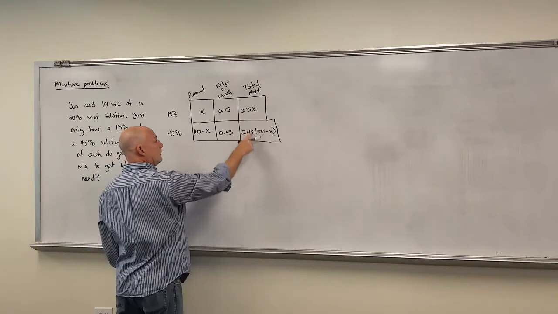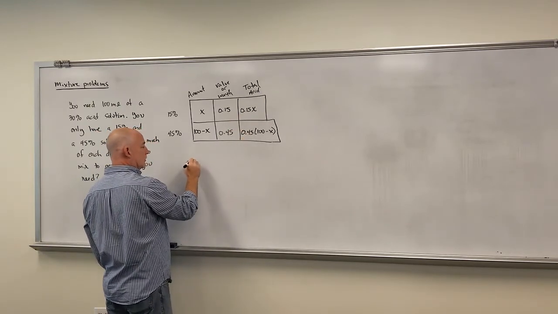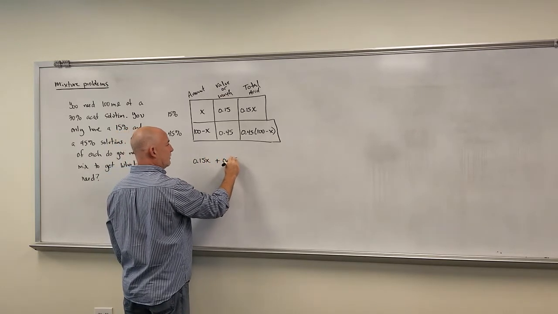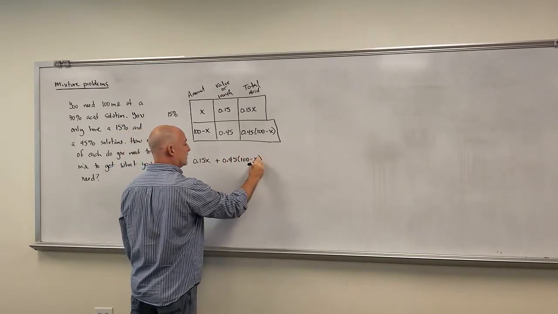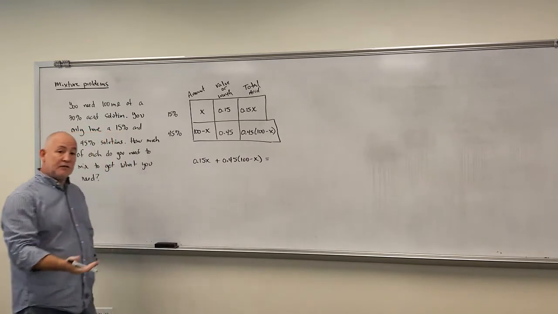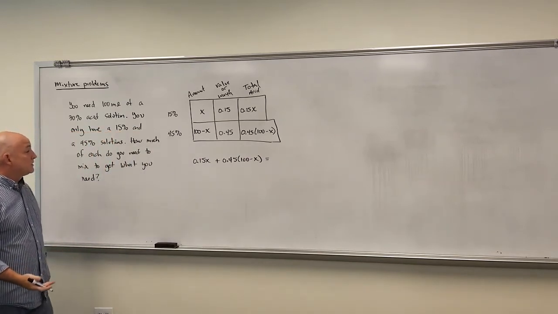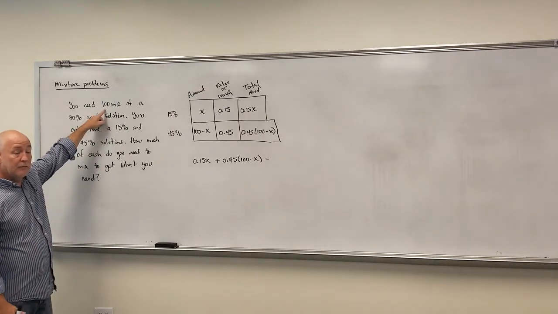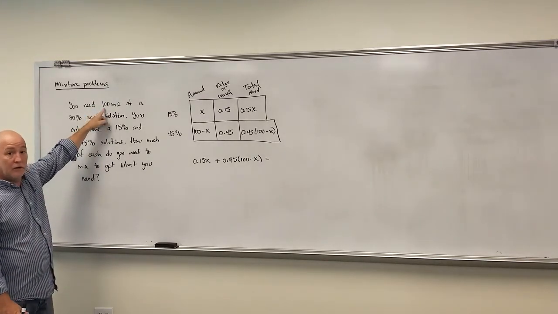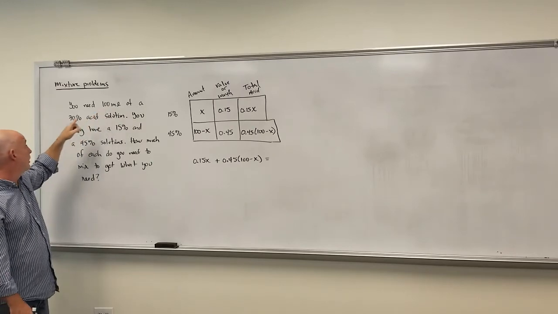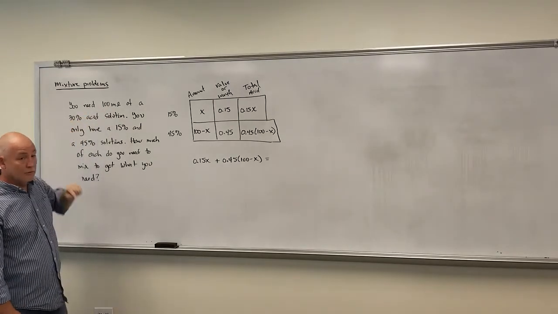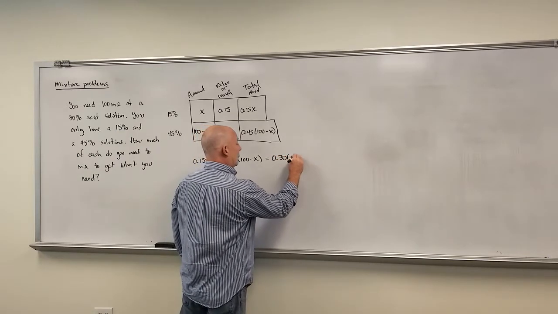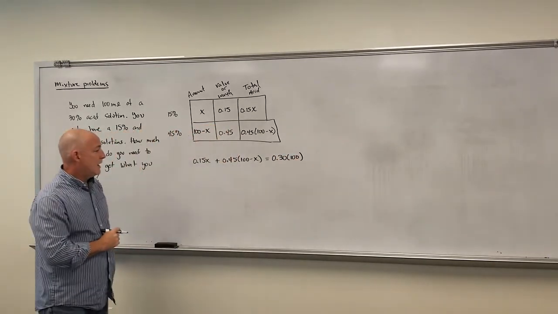So here we're talking about the total amount of acid. So let's look. The amount of acid from the 15% plus the amount of acid from the 45% has to be the amount of acid we want in the final. So how much acid do we want in the end? Well, we want the total amount of stuff in the end to be 100 milliliters, but we don't want all that 100 milliliters to be acid. We want 30% of 100 milliliters to be acid.